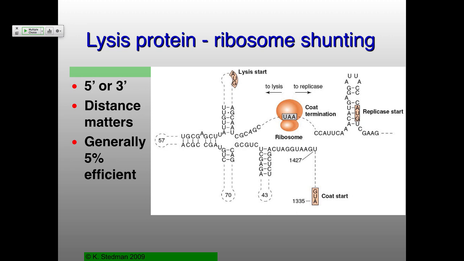So we've got our coat protein. We're starting to build up our lysis protein. We have a little bit of a replicase protein. What does coat protein need to do?